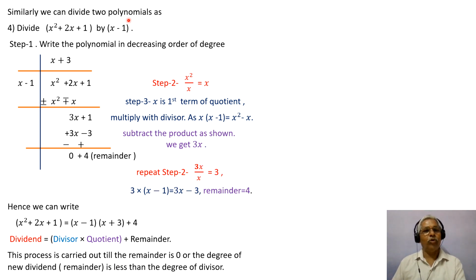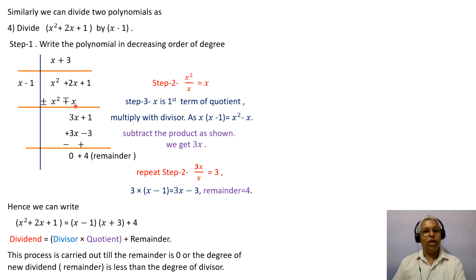So division of two polynomials continues. Fourth one: divide x square plus 2x plus 1 by x minus 1. So answer, step 1, write the polynomial in decreasing order of degree. This is already there, x square plus 2x plus 1, and as a divisor here x minus 1. And now the real step starts. x square upon x is x, this is the first term of the quotient, and x into x is x square, and x into minus 1 is minus x. See, it is minus x.